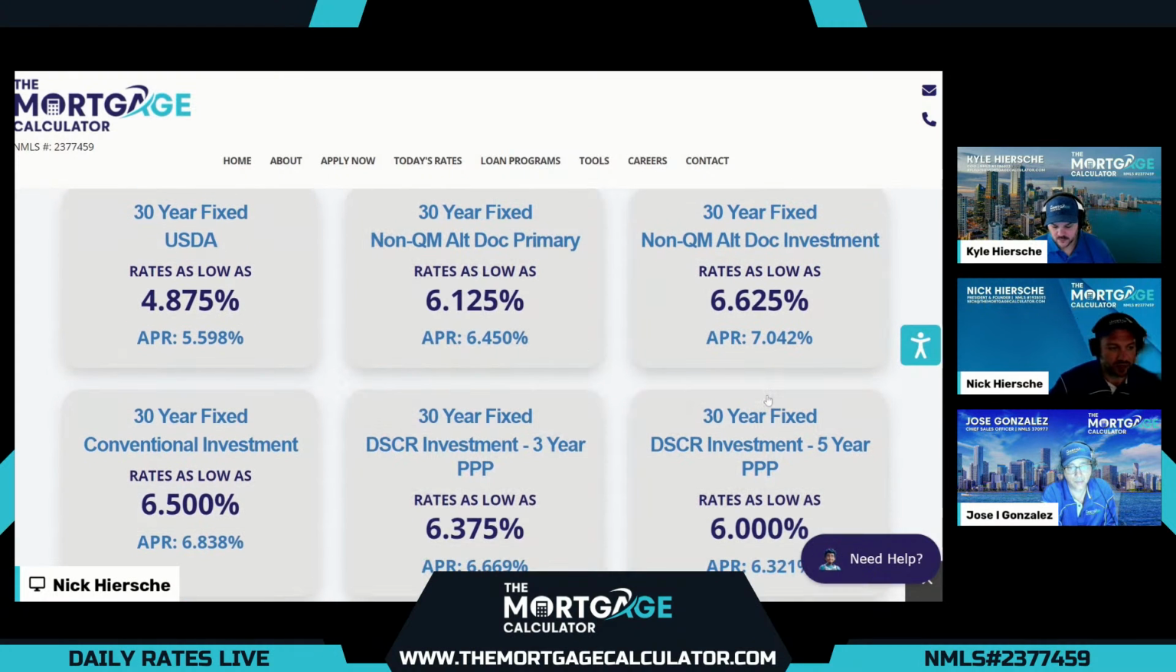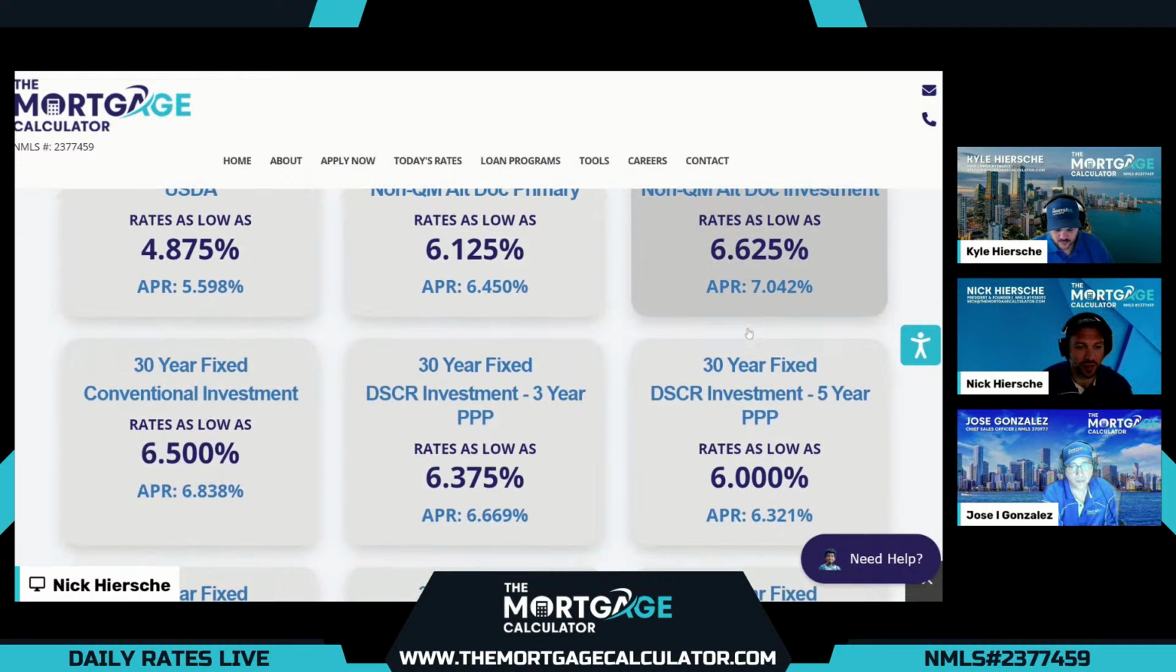And let's compare that to our other investment options. There are no government options for investment properties, so no VA, USDA, or FHA. But we have our conventional option, rates as low as 6.5, final APR 6.838. So that's a touch cheaper than our alt doc, but not cheaper than our favorite options.